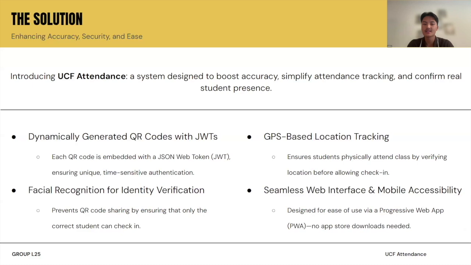You can imagine this as everything that UCF Here has, but on top of that, we have dynamically generated QR codes with JWTs, facial recognition for an added layer of authentication, and GPS location as well. Most importantly, it allows for QR code scanning for the entire duration of class. Even when you exit out of the tab, you're able to go back to the QR code anytime you want.